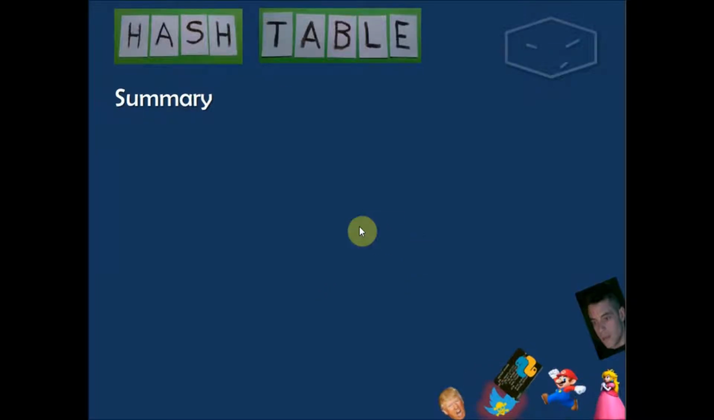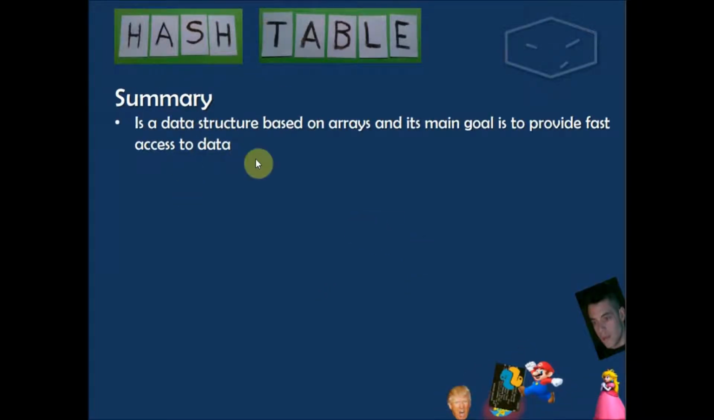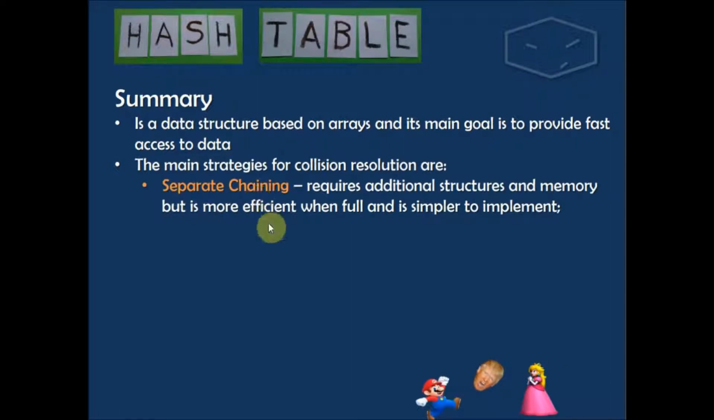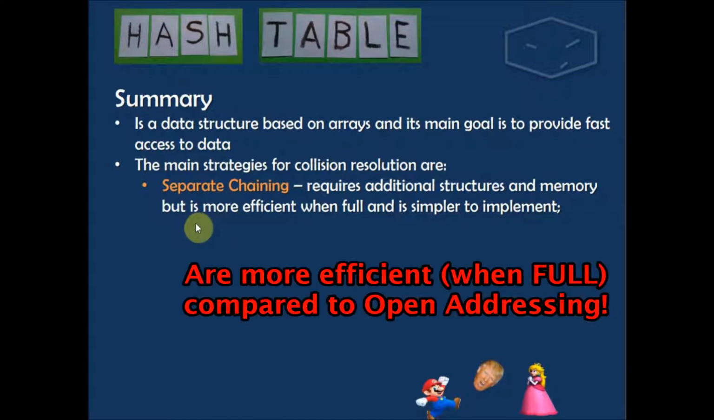Okay, so let's review some topics. A hash table is a data structure that contains arrays and the main goal is to provide fast access to data. Okay, it is just that. It is used widely in databases where you have thousands and millions of records and you need fast access to data. Okay, the main strategies for collision resolution are separate chaining, that requires additional structures and memory, but is more efficient when full and is simpler to implement.